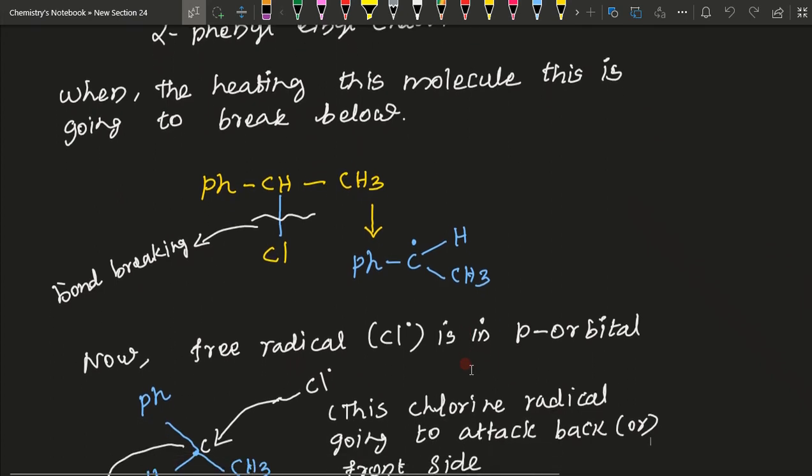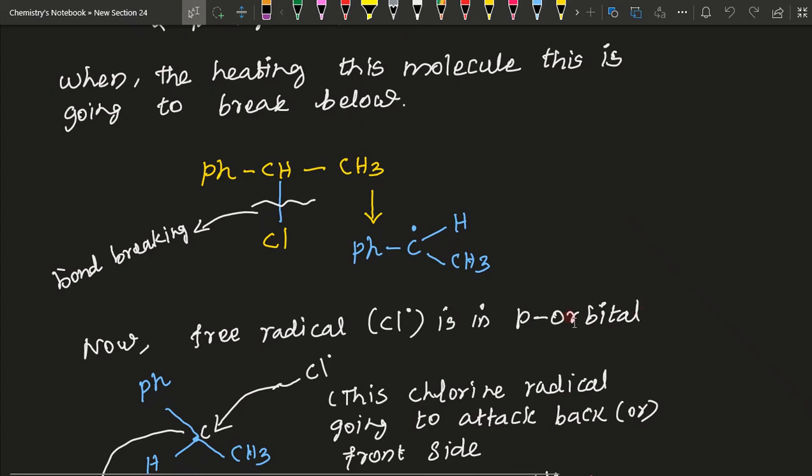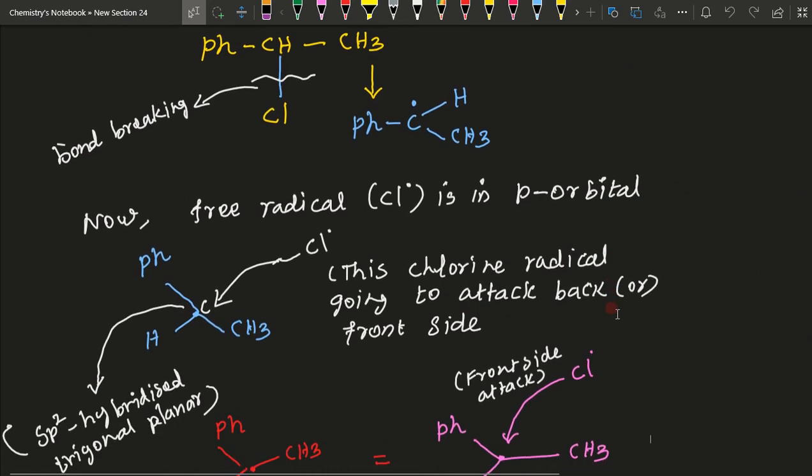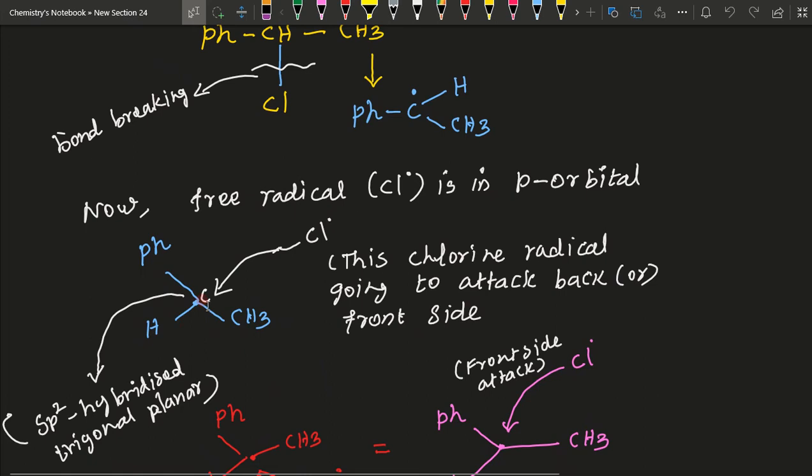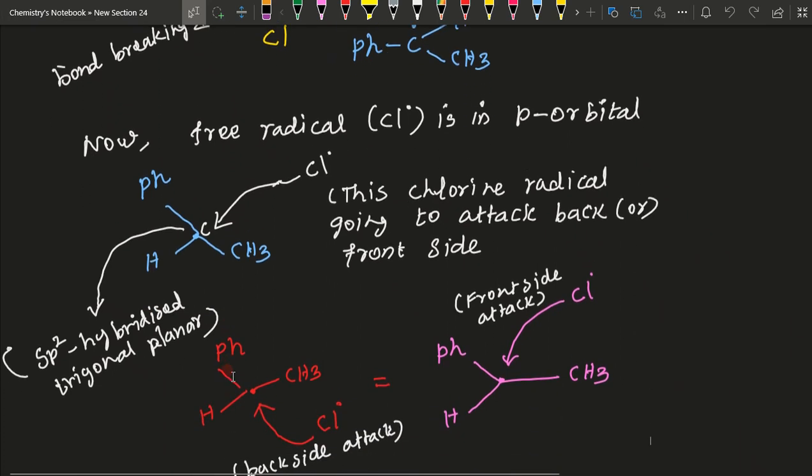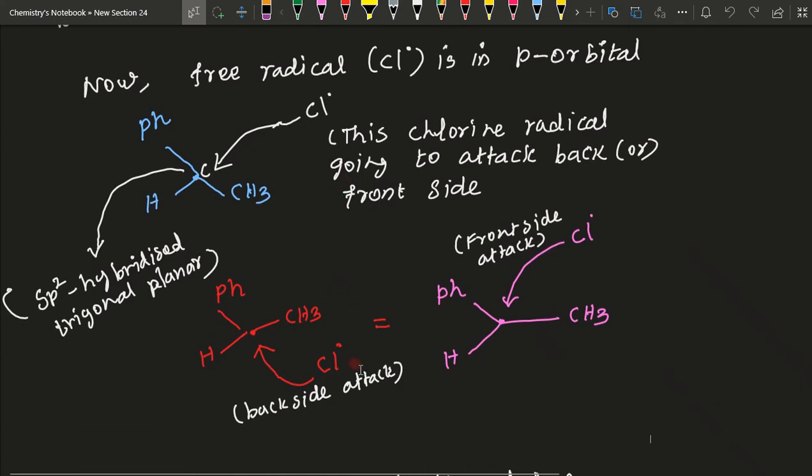Now the free radical Cl dot is in a p orbital. We can write this carbon with phenyl group, methyl group, hydrogen. This free radical is going to attack the carbon, because carbon makes 4 bonds, but here there are only 3 bonds. This chlorine radical can attack the back side or the front side. This carbon is sp2 hybridized, trigonal planar. If it attacks the back side, we get it like this: phenyl goes to this place and this CH3 goes to the top.